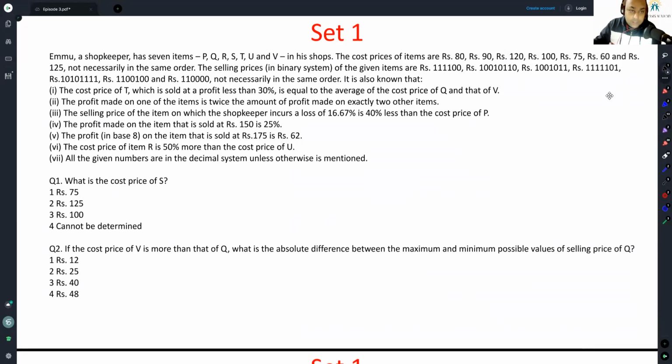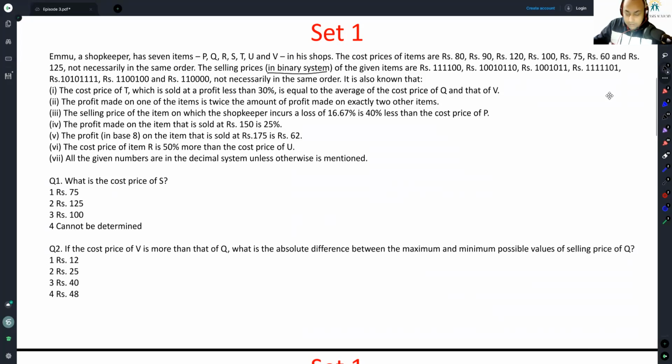Immu, a shopkeeper, has 7 items P, Q, R, S, T, U, V in his shop. The cost prices of the items are 18, 90, 120, 100, 75, 60, and 125 rupees, not necessarily in the same order. The selling prices are in the binary system. Okay, so they're talking of a base system now.